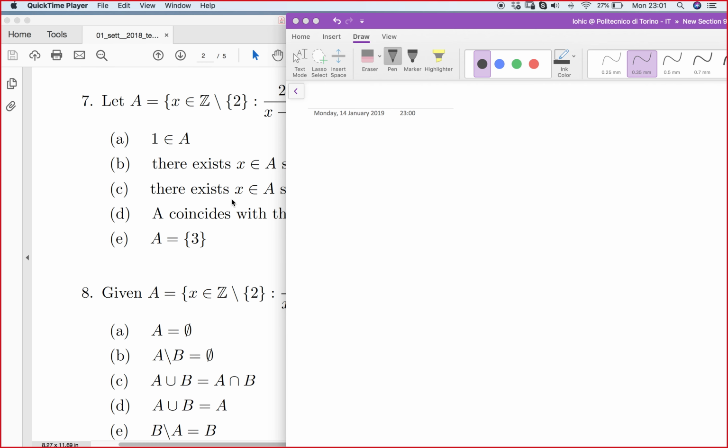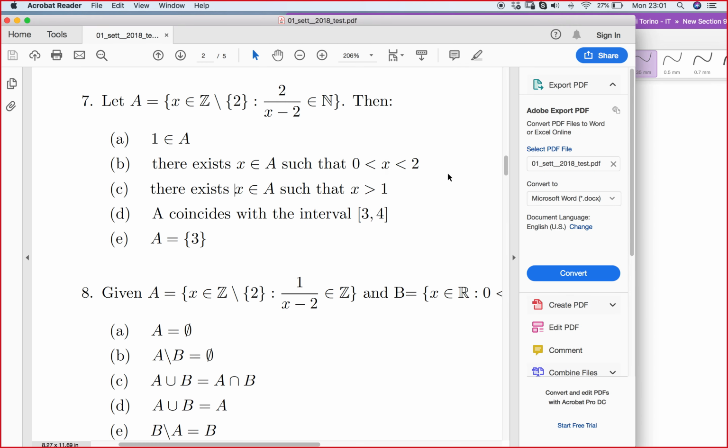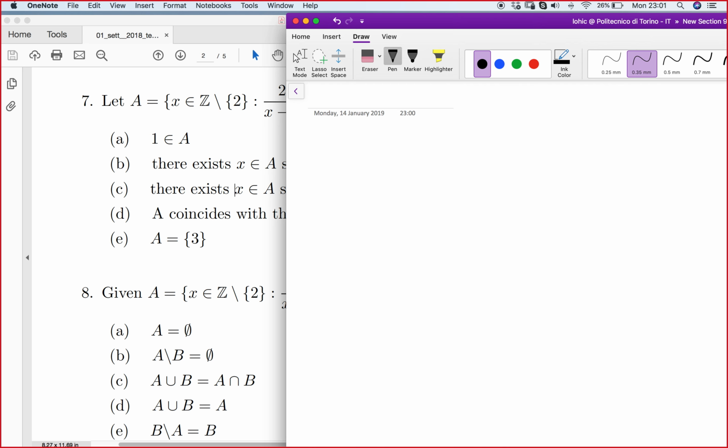We continue this MCQ by solving question number 7, in which we let A equal to x belonging to Z except 2. Before solving this MCQ, I would like to do a short review of numerical sets.